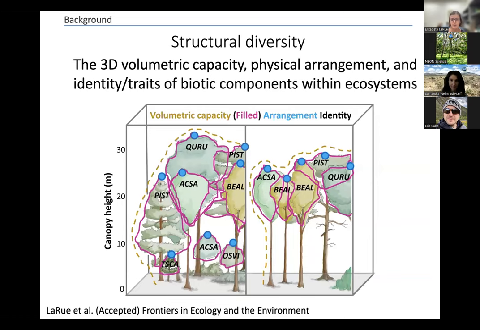So the example is two different forests. The one on the left has a larger volumetric capacity, but also has a more diverse arrangement of trees that have different heights and different structural arrangements. And also we can consider the identity of individuals, such as species, in the three-dimensional space of an ecosystem when we're thinking about structural diversity.